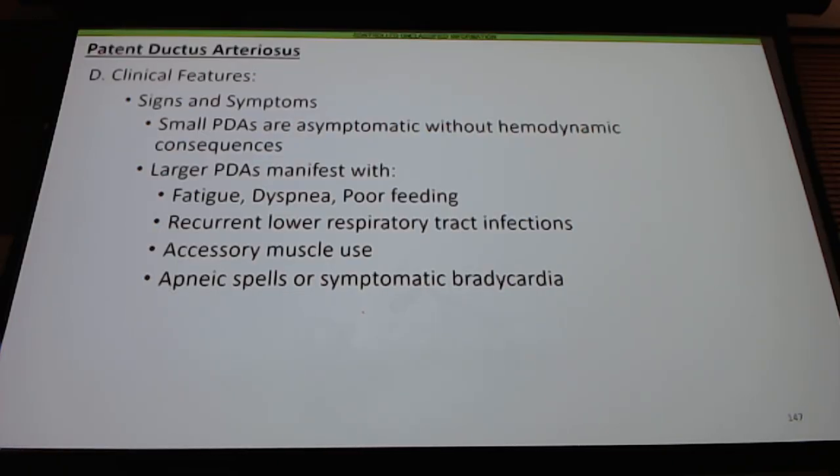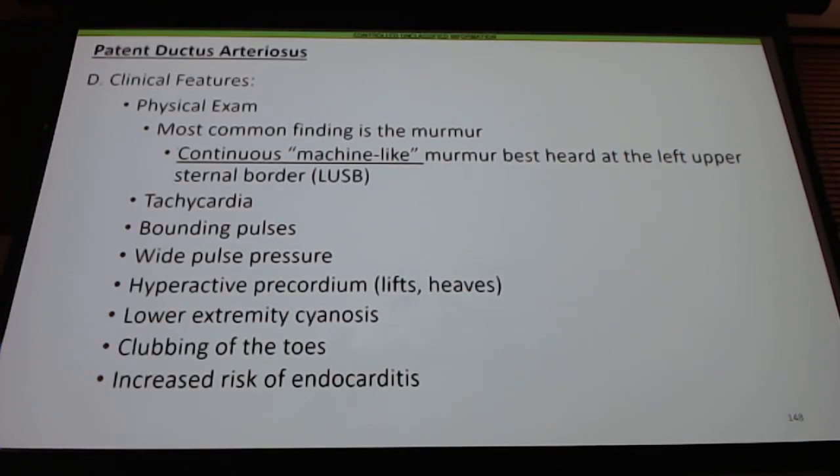Patent ductus arteriosus, depending on the size, they could be asymptomatic. If they are large, then you might see some feeding or breathing issues. The pathognomonic description that you're going to hear for a PDA is this continuous machine-like murmur that is best heard at the left upper sternal border.